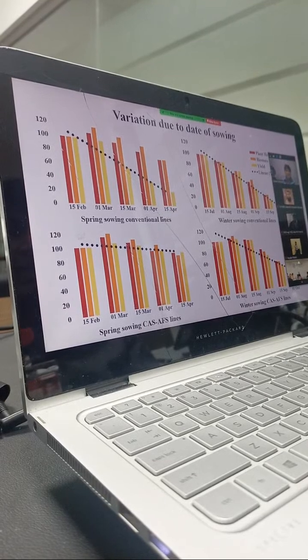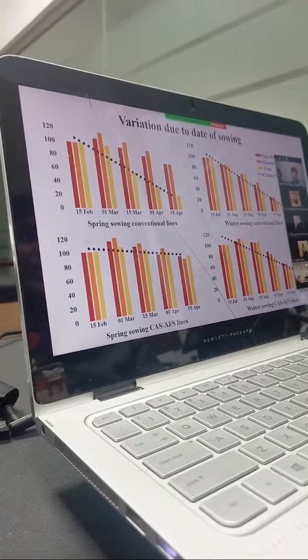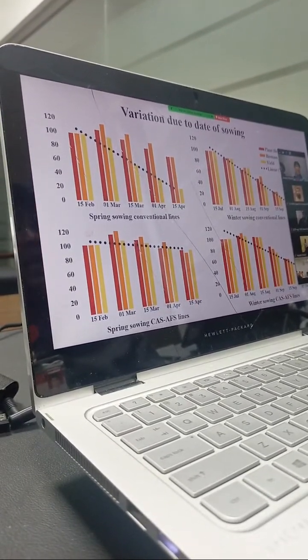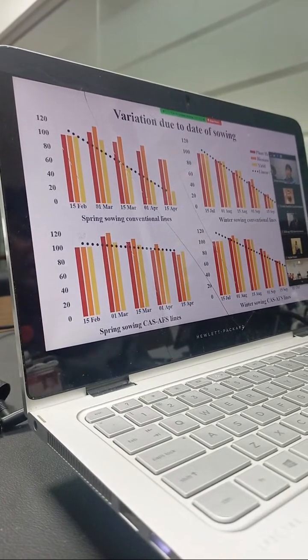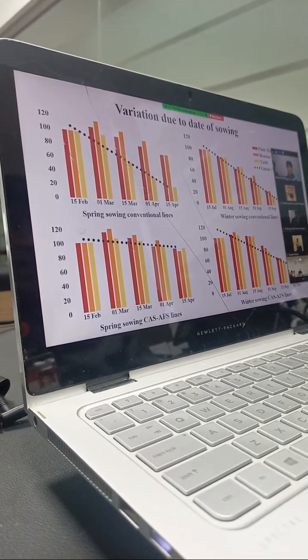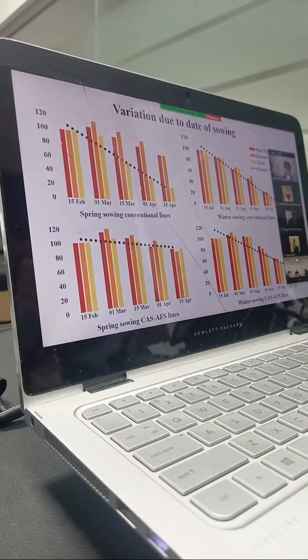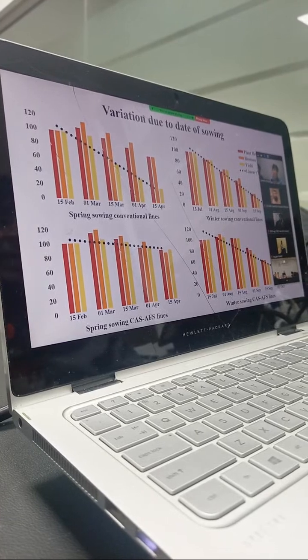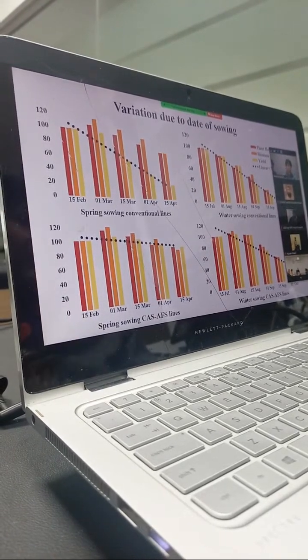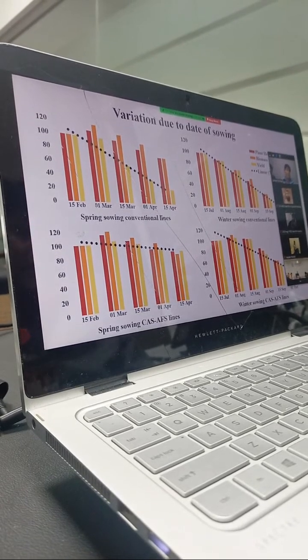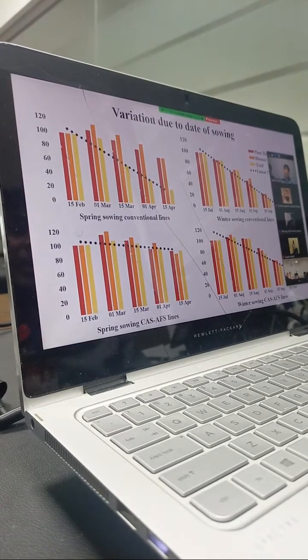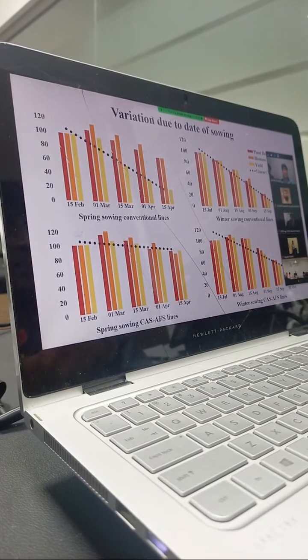Interestingly, as I mentioned earlier, in spring season you can see that plant height and biomass were not reduced that much compared to the standard date, but yield is significantly reduced. And if you see the 15 April sowing, the yield is almost 80% less compared to the standard check date.